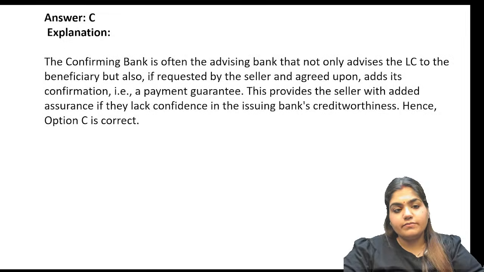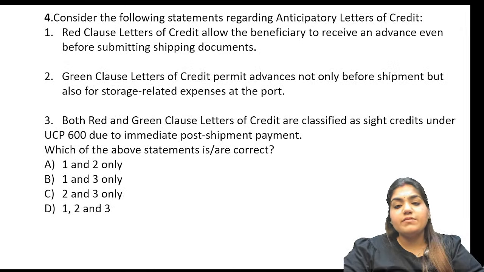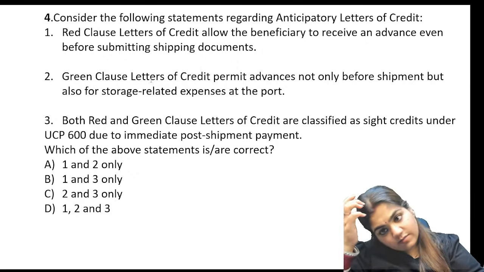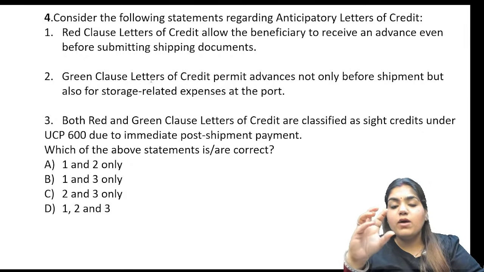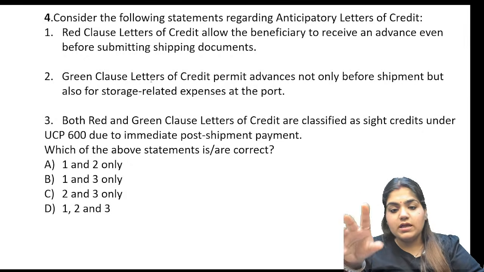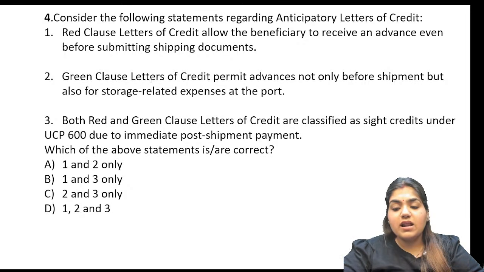Statement number 1. C. Consider the following statements regarding anticipatory letter of credit. Red clause may advance payment before shipment. Green clause may advance payment plus storage charges. Red and green letters are classified as sight credits under UCP 600. No, it is not. Red and green are not typically sight credit. Statement number 3 is incorrect. That will give us A as the correct answer.